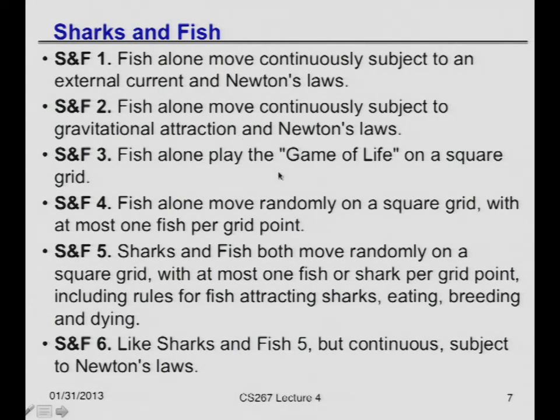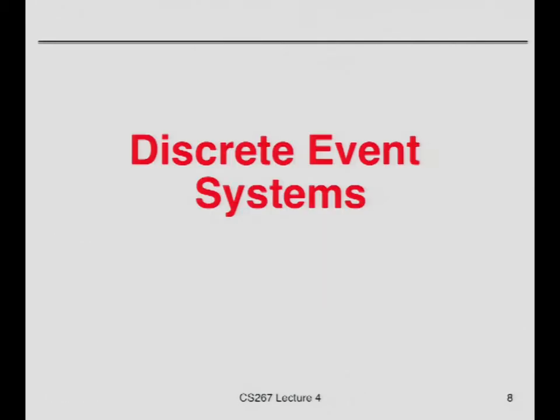Then we have the game of life. So fish are born or die at each grid cell in the ocean, depending on how many of their neighbors are populated. And then we throw in some sharks, and of course the sharks are attracted to the fish, the fish are not attracted to the sharks, and there are rules for who eats whom and so forth. So anyway, there's sample code for all of these things. So now let's go on to discrete event systems.